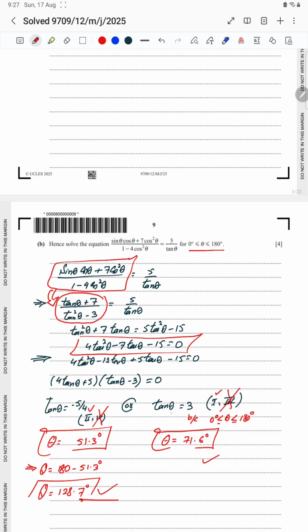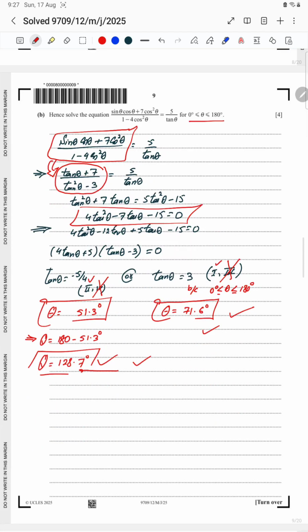So in the first quadrant, when tan theta is equal to 3, I got theta is equal to 71.6. That's one of my answers. In the other case, theta is equal to 51.3 when it is negative. This is a basic angle, but I'm interested in the second quadrant. The second quadrant is less than 180. So 180 minus 51.3, I will get 128.7. This is my second answer.